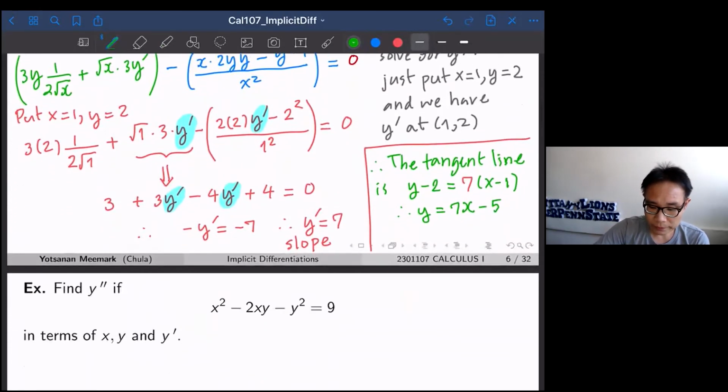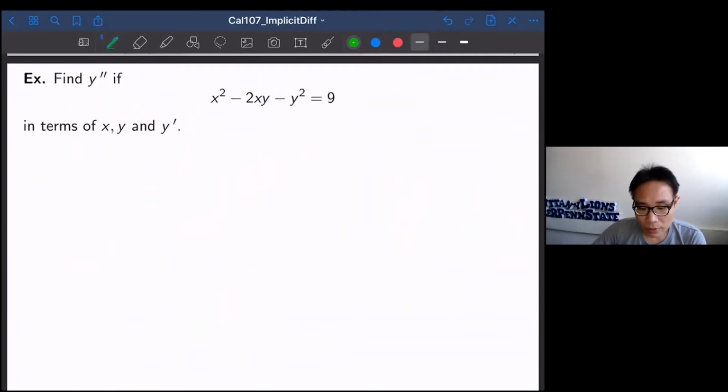The next one, you have x squared minus 2xy minus y squared equal to 9. You see that it's not possible to solve for y explicitly, so we're going to differentiate both sides. However, for this one, the question does not ask you to find y prime, it asks you to find y double prime. So when the question asks for y double prime, you have to differentiate the function twice.